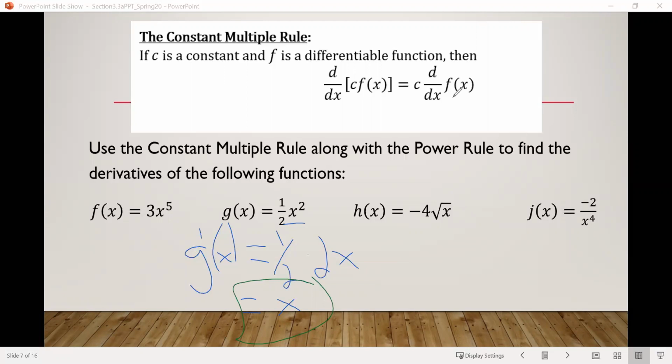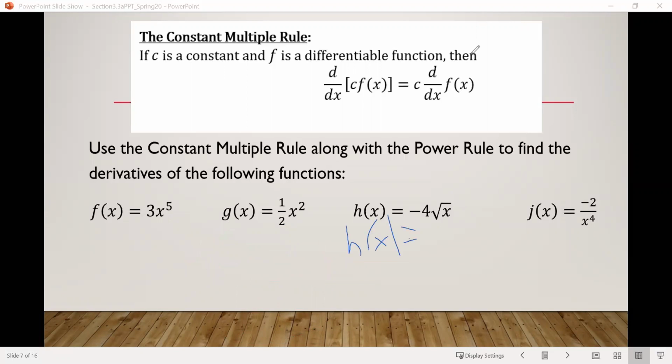Well, could we rewrite square root of x so that it's something raised to a power? And it's more along the lines of what we have been doing. And I think hopefully you're saying yes. The answer is yes. So we can rewrite this as -4 times x to the 1/2 power. So remember, roots you can rewrite as fractional exponents. Then we can take the derivative using our constant multiple and our power rule together.